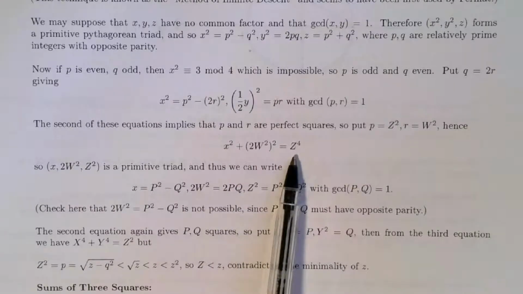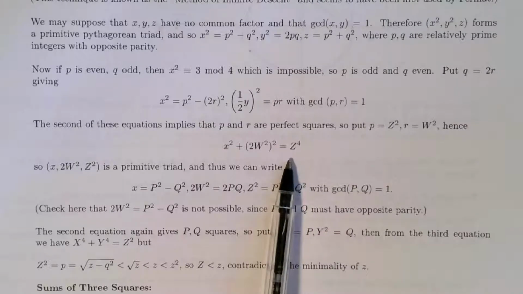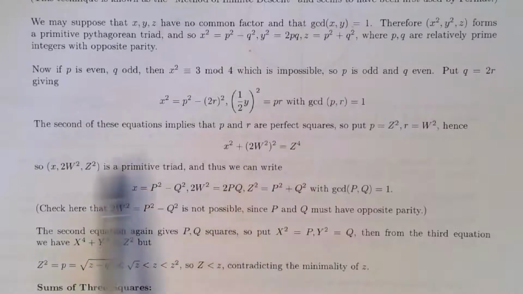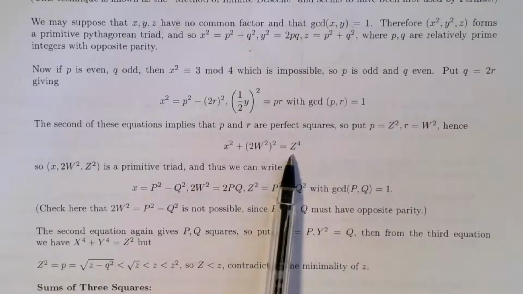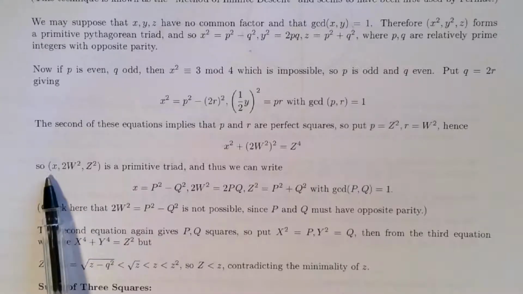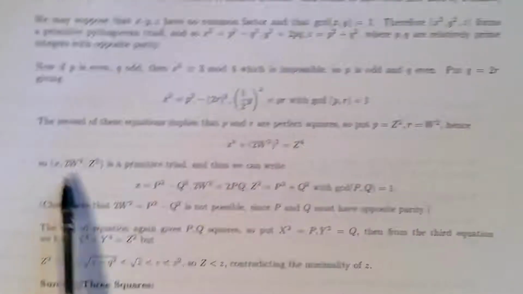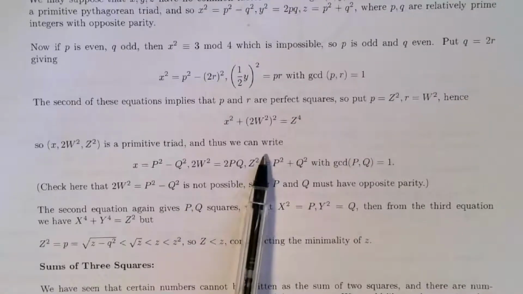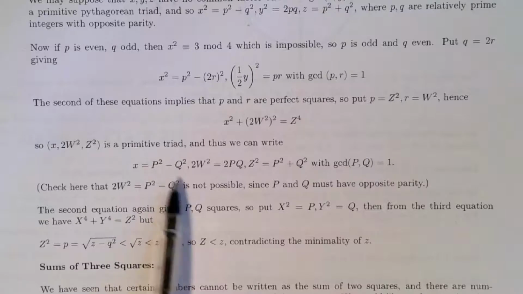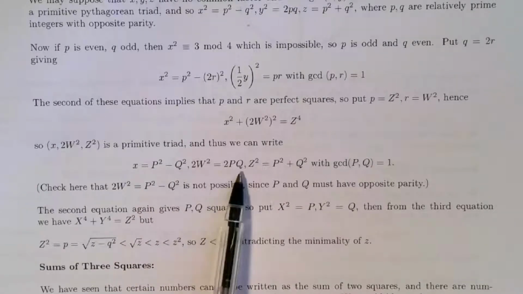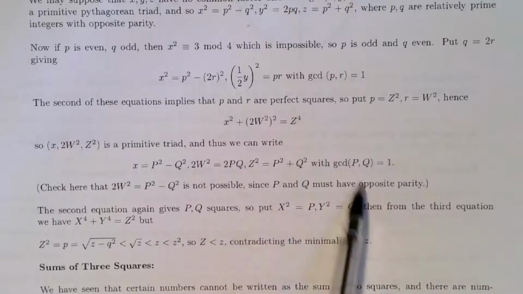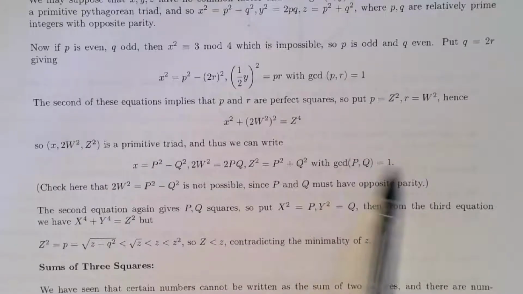Well, now I get another Pythagorean primitive triad, because I've got x squared, 2W squared all squared, so 2W squared, and Z to the 4th is Z squared squared. So that is a Pythagorean triad. And I can again write down explicitly what the formula for these are. So x is going to be p squared minus q squared, 2W squared is 2pq, and Z squared is p squared plus q squared, where GCD of p and q is 1 and they have opposite parity.